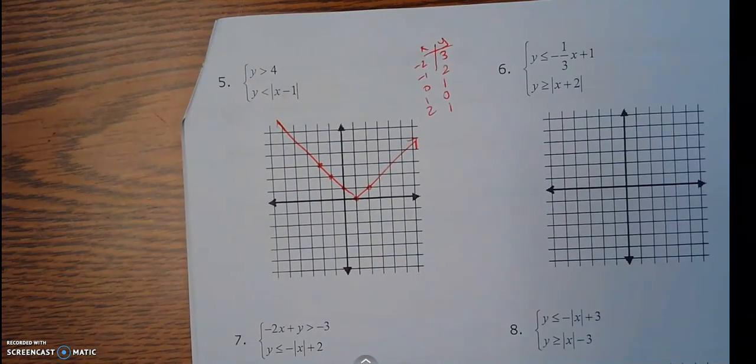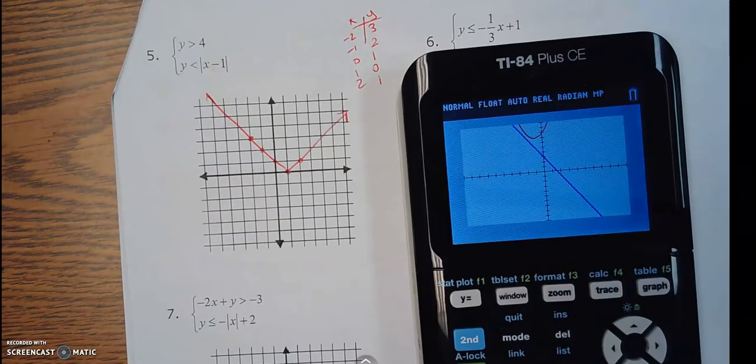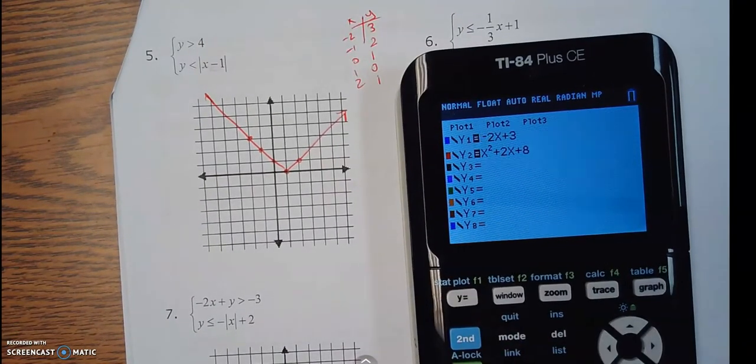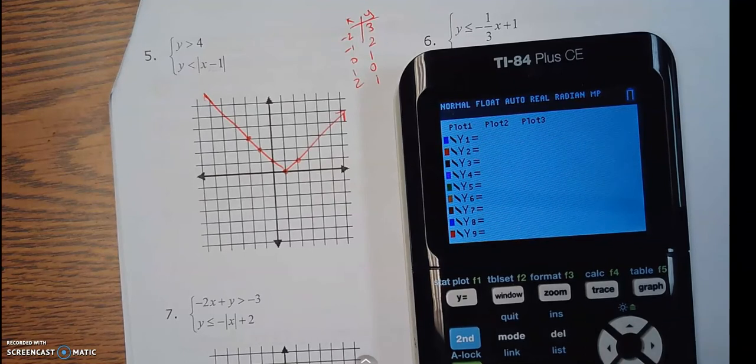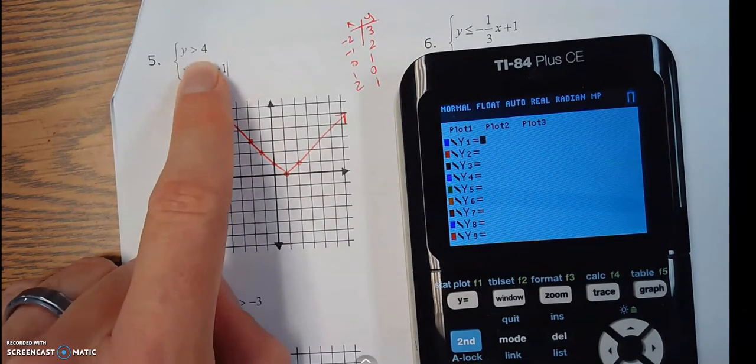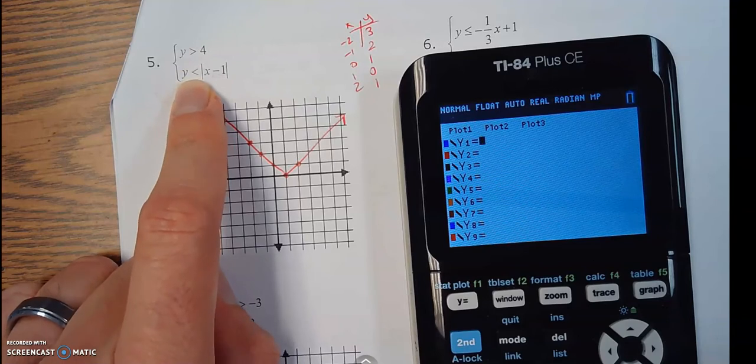Also, for right now, if you want to try to do this on the calculator, if you want to graph absolute values in the calculator, I just want to graph the absolute value. Let's pretend it's an equal sign. I want to get the shape. I'm not worried about the less than part.